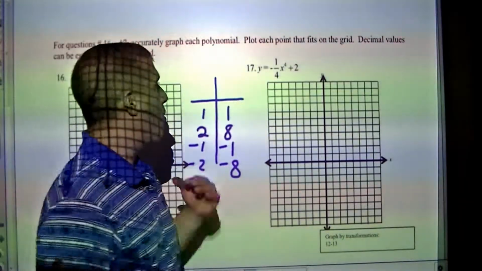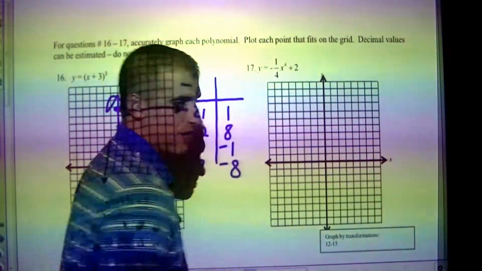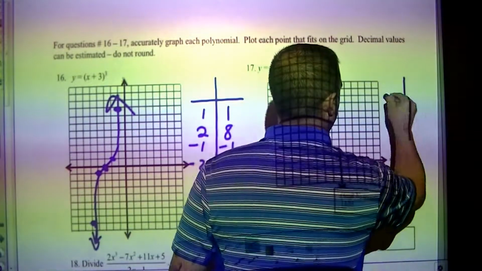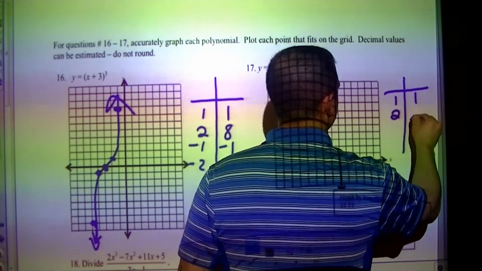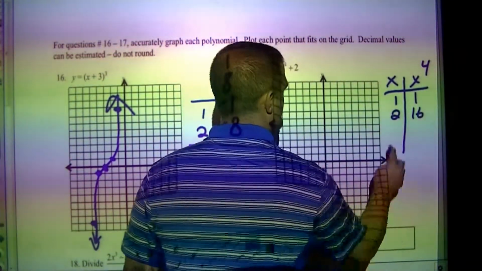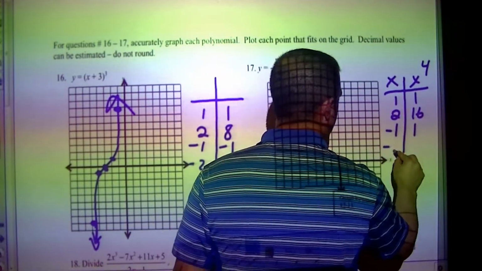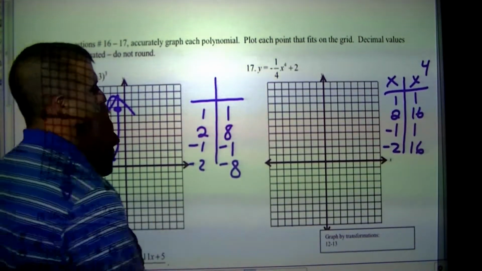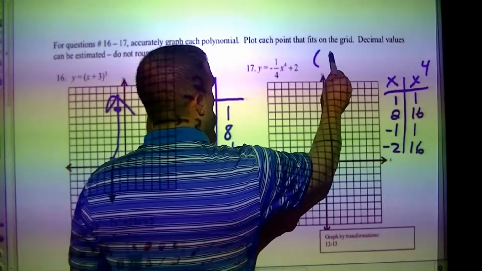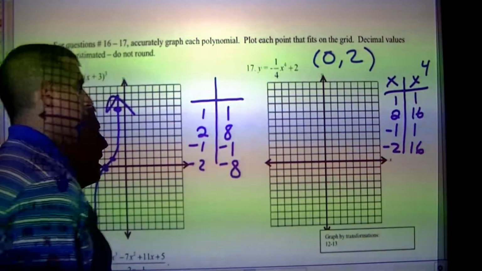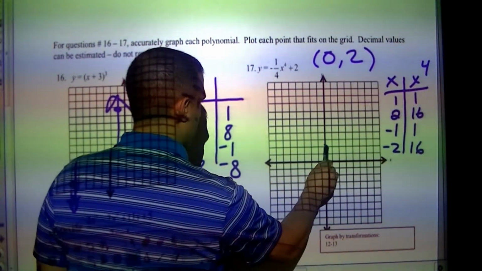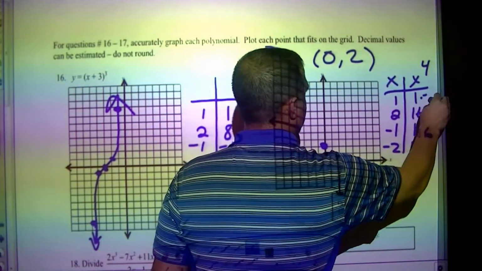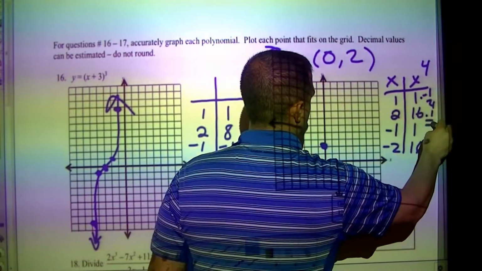Now this is a quartic. My quartic graph, let me make sure I can see that over there. Okay, yep, I got plenty of room. So my normal quartic graph is 1, 1, 2, 16, negative 1, 1, negative 2, 16. It's very much like a quadratic, but obviously you're doing it to the fourth. Now, my anchor point here is 0, 2. So I'm going 0 over, 2 up. Now, since I got that negative 1/4, I'm multiplying these by negative 1/4.